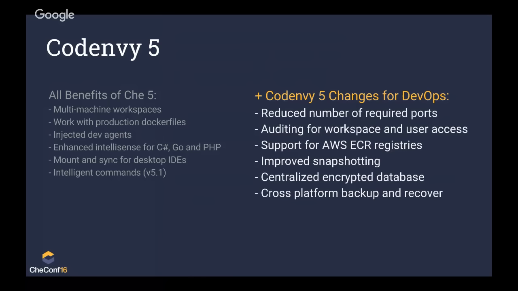So I mentioned that it's not just developers that love this once it gets into an organization, it is those ops teams. So for the ops perspective, some big news is we've reduced the number of ports that need to be opened. And that's always kind of thumbs up from the security teams. We've added auditing for workspaces and user access. I'm going to show that next, actually. Support for AWS ECR registries. We've kind of improved the workflow around snapshotting, so it's a little bit easier to understand what's happening and where snapshots are and how you do them and all that good stuff.